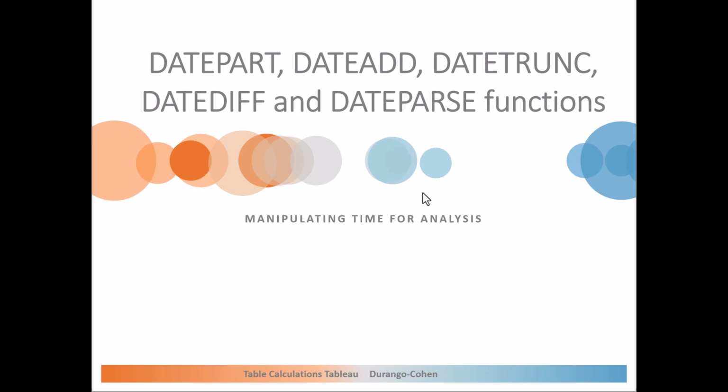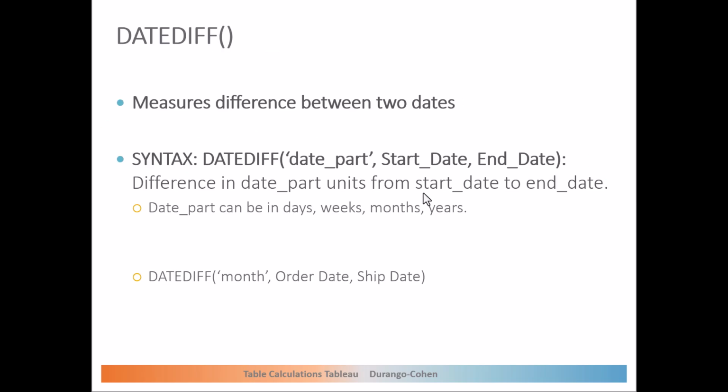The next function I want to discuss is DATEDIFF. DATEDIFF measures the difference between two dates. The syntax asks you to give the date part, a starting date, and an ending date. So if we have DATEDIFF, month, order date, ship date, it's going to calculate the number of months between when the order was placed and when it was shipped.